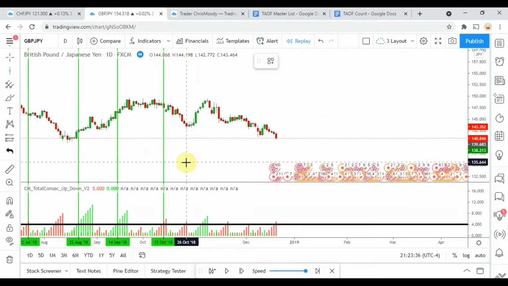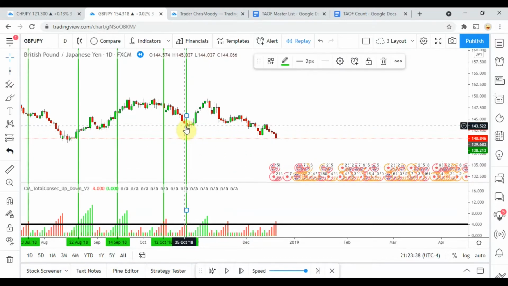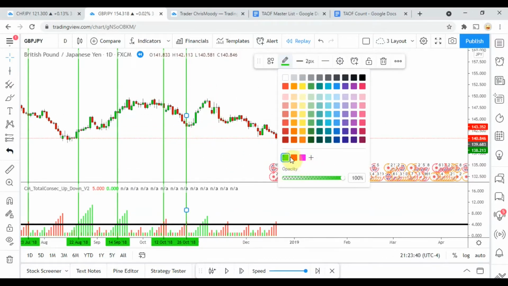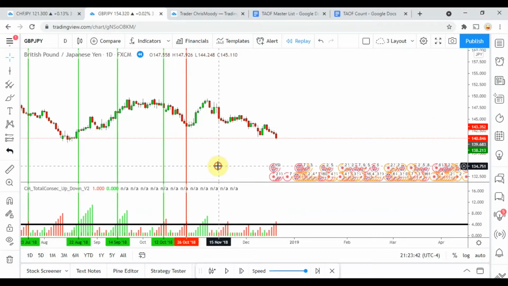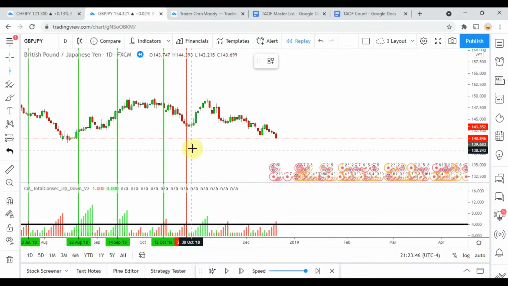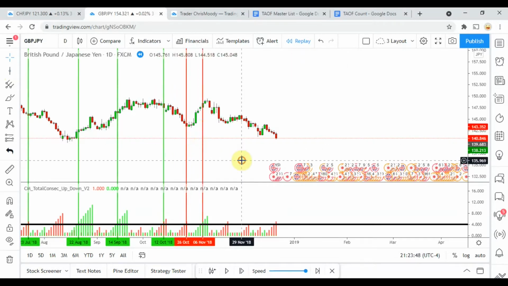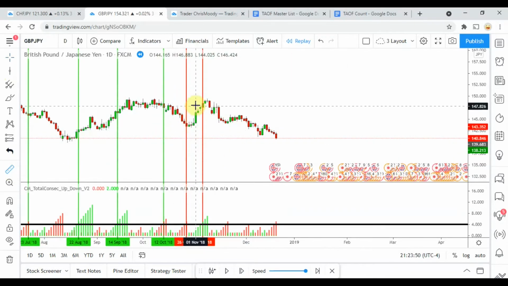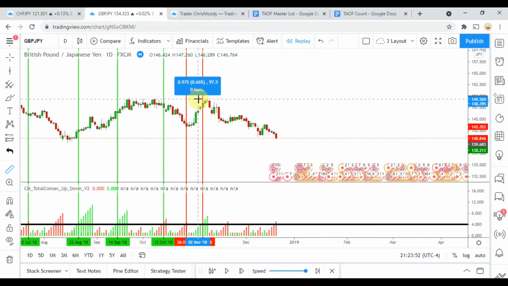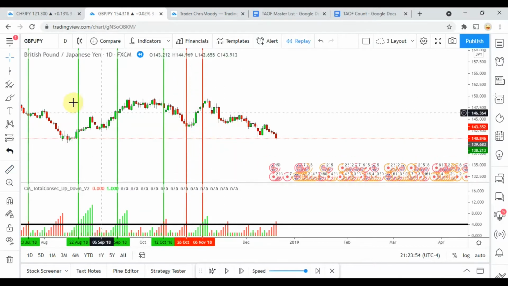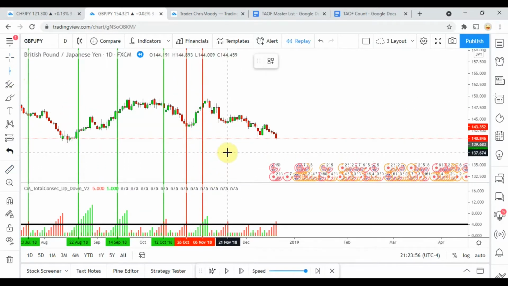Looks like another short right there, but that one took place right as we got this heavy pullback that popped its way up. So that one would have stopped us out. We get a long right there. I don't think that would have gotten us to take profit. Nope. So that one would have gotten stopped out.